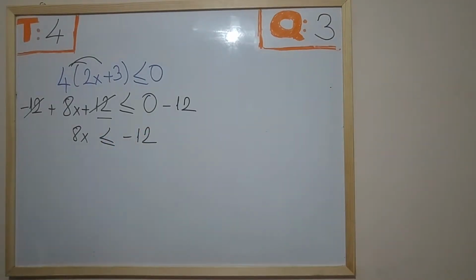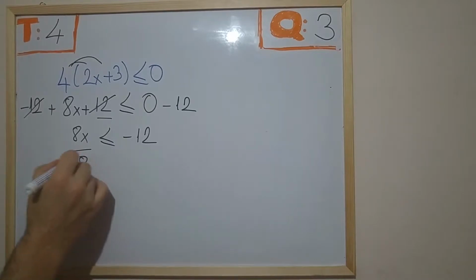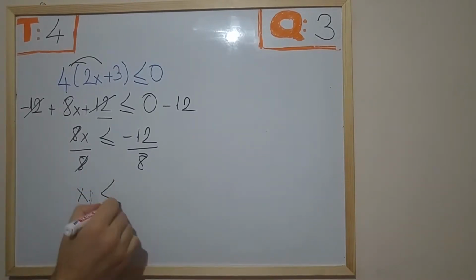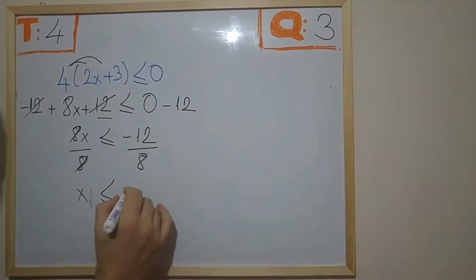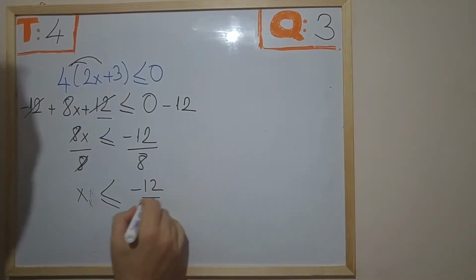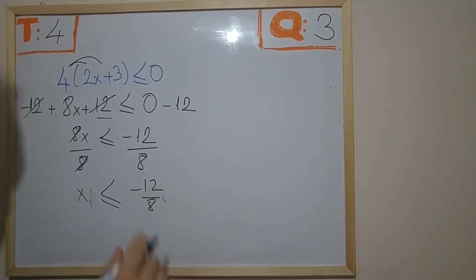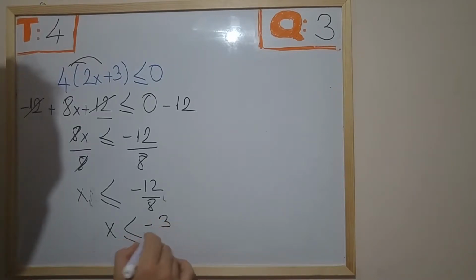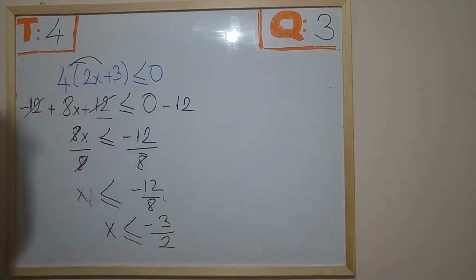minus 12. Now what we need to do is to divide by 8 so that x is left alone. When we divide these by 8, we're going to have x is less than or equal to minus 12 over 8, or in other terms, x is less than or equal to minus 3 over 2.